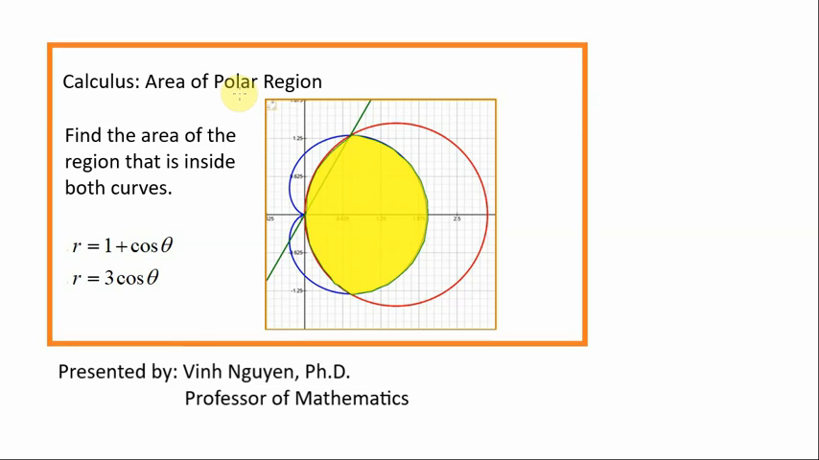This video is on area in polar regions, and here I have two curves: r equal to 1 plus cosine of theta, and r equal to 3 cosine of theta. Here we want to find the area of the region that is common to both curves.